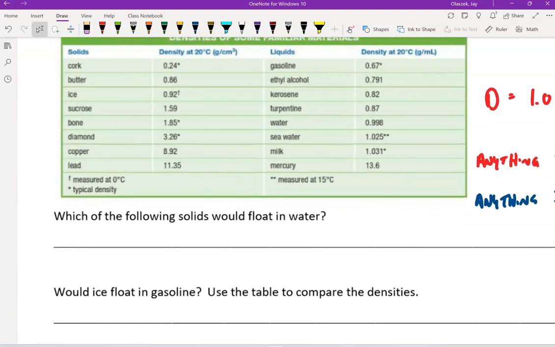So which of the following solids would float in water? We're looking for solids that have a density that is less than 1. That would include cork, butter, ice. Every other solid has a density that is greater than water, so of course they would not float. So the answer to this question would be cork would float in water. We know that butter would float in water, and we know that ice would float in water.